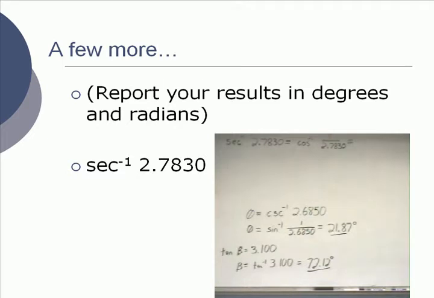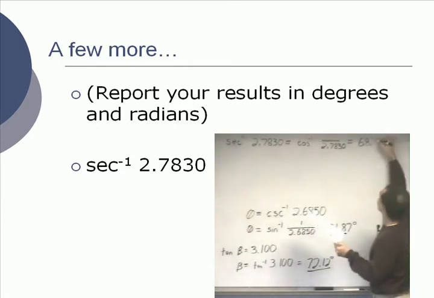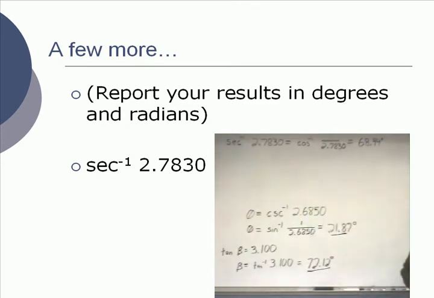Now, the easy way to do this is to not do the problem twice, but to do the problem once in degree mode and then just use your calculator to convert it into radians. If you do this with degrees, anybody get it with degrees? You should get 68.94 degrees. Will I verify that? 68.94.